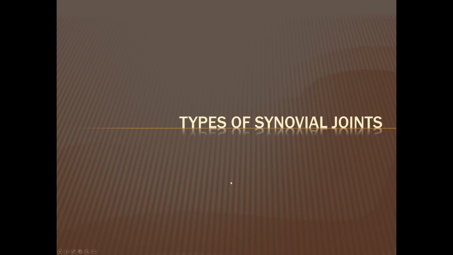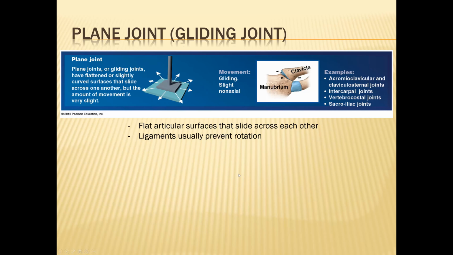In this section, we're going to look at the 6 different types of synovial joints. So we're going to start with the plane joint, which is also called a gliding joint. With this type of joint, you've got flat articular surfaces that basically just slide across each other, so very slight movements. They technically could rotate, but ligaments typically surround them and prevent rotation.